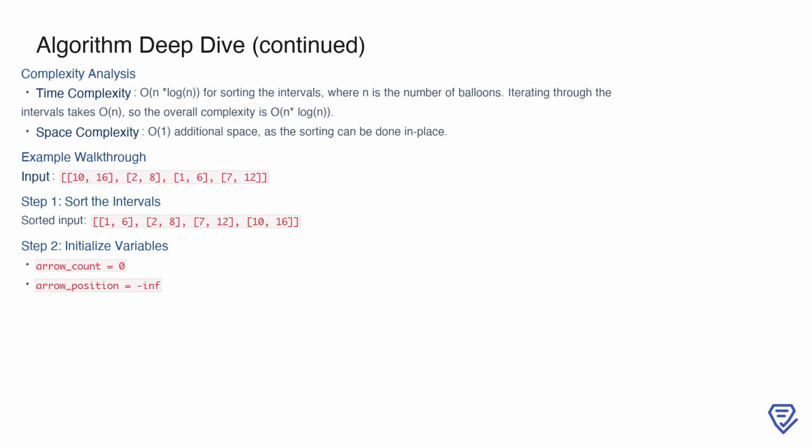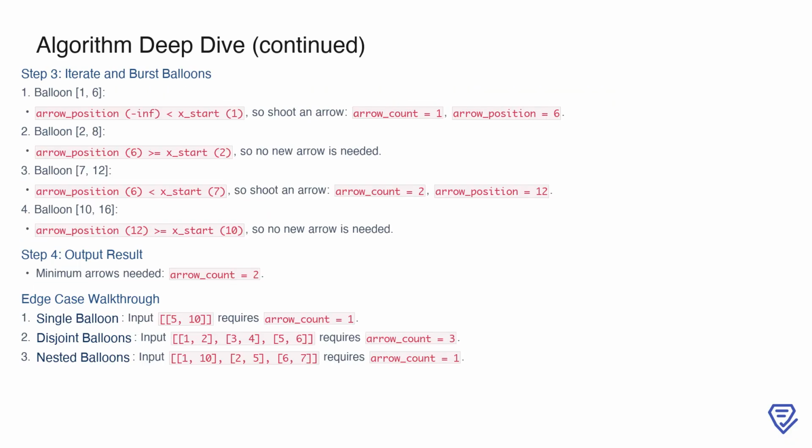To see this in action, consider the input [10, 16], [2, 8], [1, 6], [7, 12]. First, we sort the intervals by their endpoints, resulting in [1, 6], [2, 8], [7, 12], [10, 16]. Then, we initialize arrow_count to 0 and arrow_position to -infinity, preparing to iterate through the balloons. Now, we iterate through the sorted intervals to burst the balloons.